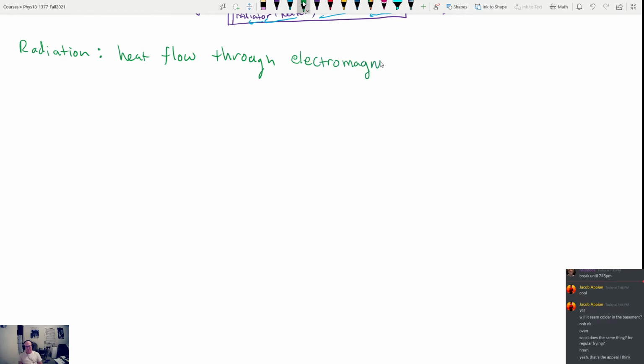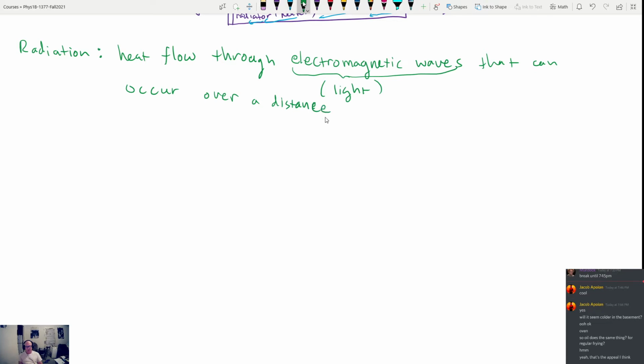A really great topic unto itself. This is what electromagnetic waves are, we know this as light, what you call light. Heat flow through light that can occur, well, kind of over a distance. I'll give you a couple examples of this. I've already given you one.